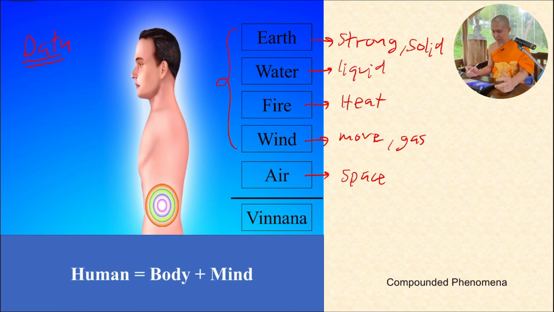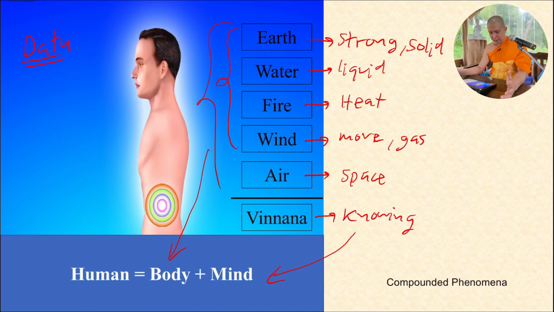Okay? But here the Buddha discovered something beyond the scientists' world. He discovered a different dhatu, or element. It's called vijnana. Vijnana is a knowing element, the element that has the ability to know. Five of these make up the body. And vijnana, the knowing element, is the mind. As you can see, everything in us is a compound phenomenon. The body is composed of many things. Then it becomes a living being.